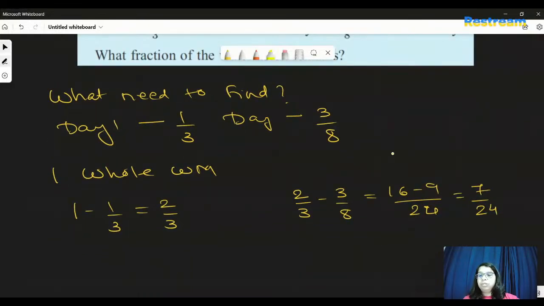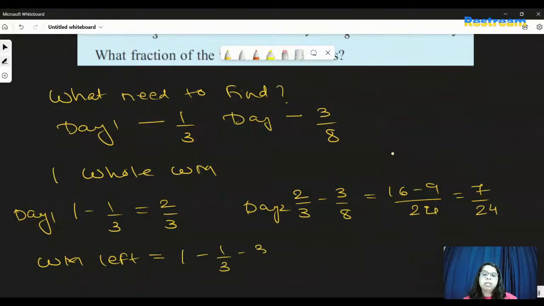Now this one I did in 2 steps. This is for day 1 and this is for day 2. But if you understand the problem quite clearly, you can do it directly. Watermelon left is equal to 1 minus 1 by 3 minus 3 by 8. The LCM is 24, so it becomes (24 minus 8 minus 9) over 24, which is equal to 7 over 24. You will still get the same answer. Okay, so now let's see what the next question is.